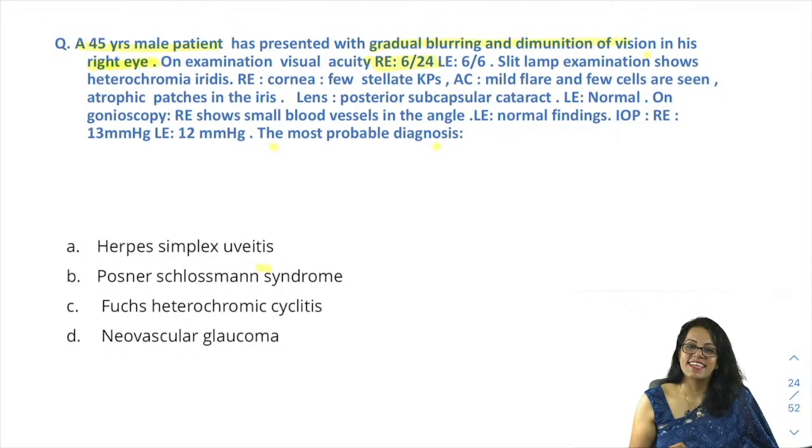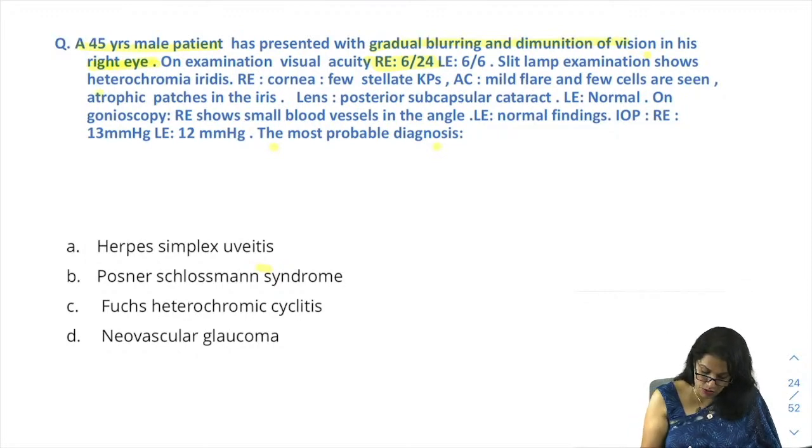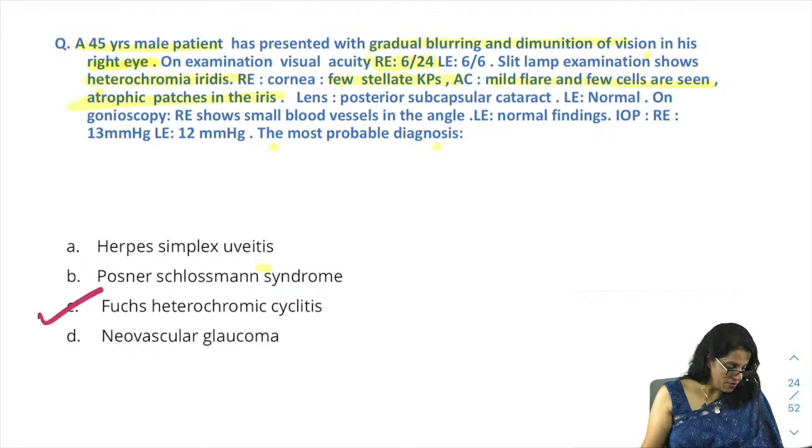So, thanks. So, it goes to 6/24. Slit lamp examination shows, pay attention, this will help you in the answer. Slit lamp examination shows heterochromia iridis, stellate KPs with mild flare and few cells. Stellate KPs, heterochromia iridis and atrophic patches in the iris. Diagnostic of, I don't even have to read the full question. I know we are talking about Fuchs heterochromic cyclitis, isn't it?